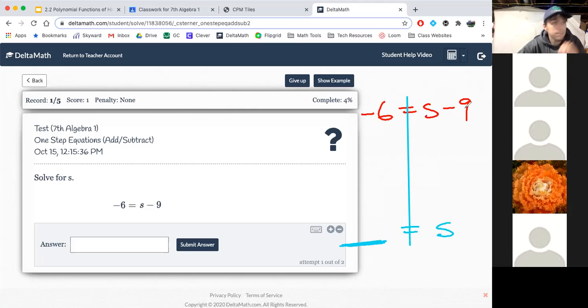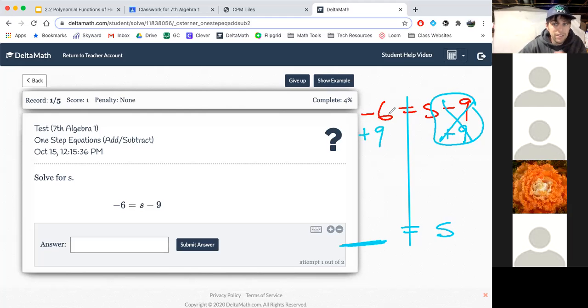If it's minus, I'm going to need to add. If it's negative, I need to add. If it's plus, I will need to subtract. If it's positive, I'll need to subtract. That's how we get rid of it, right? So this is minus, so I need to do plus 9. That will make a zero pair and go away, leaving me with just S. Do the same thing on both sides.